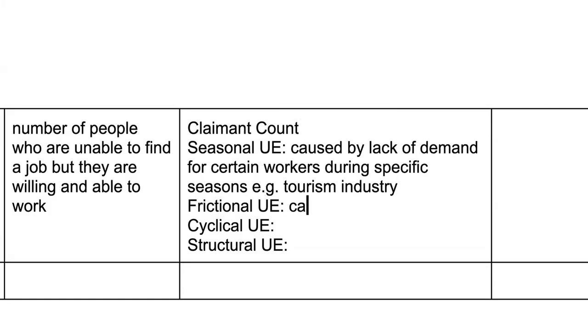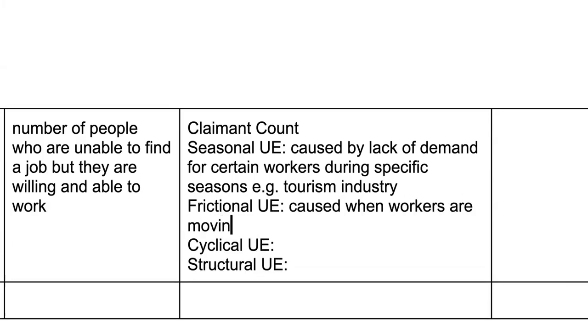Frictional unemployment is caused when workers are moving between jobs. And again, it's nothing to be concerned about. Someone might quit their job and look for a new one. Two months later, they get a job, but for two months they were unemployed. That's fine, that's not a big thing to worry about. But cyclical unemployment and structural unemployment are massive issues if they happen.